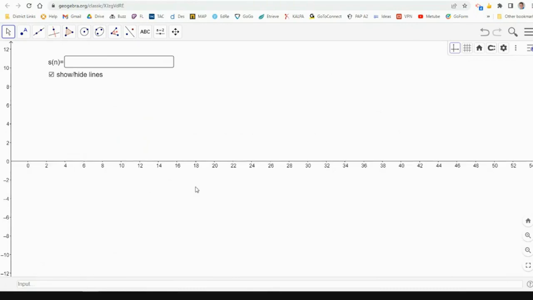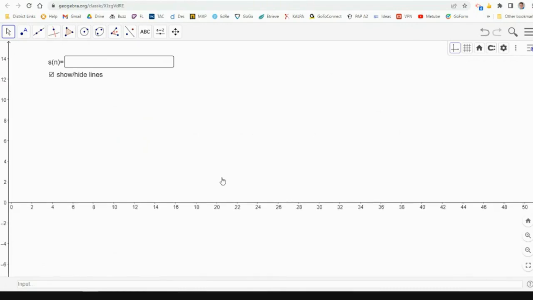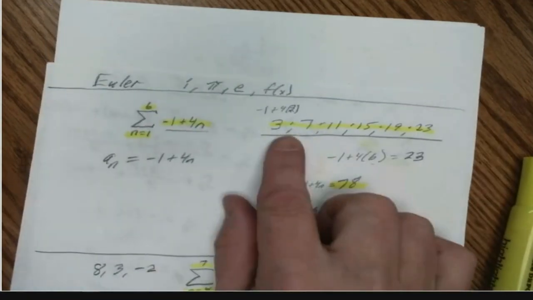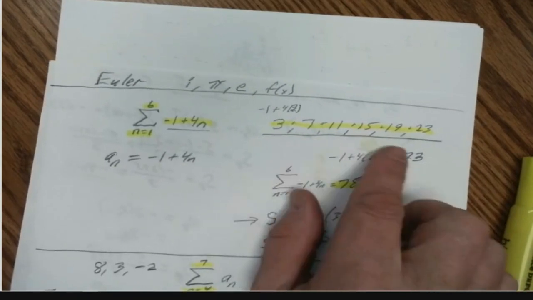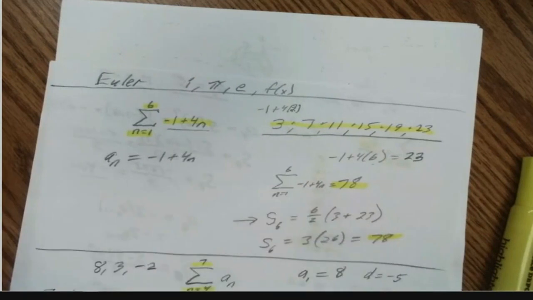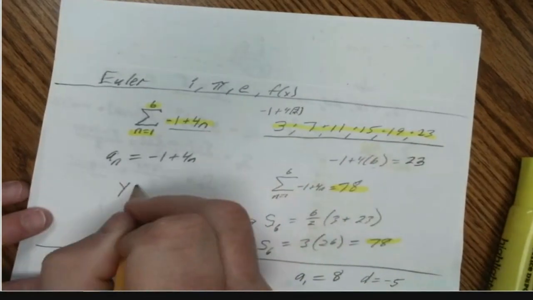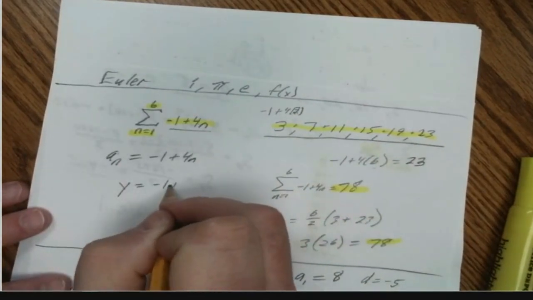But let's look at graphing a sequence. I want to take one of these sequences that we were just playing with. Let's say we wanted to graph this arithmetic sequence. We have a formula, -1 plus 4n. We want to change that to an x, because if we're going to graph it on the xy, this would be y equals -1 plus 4x.